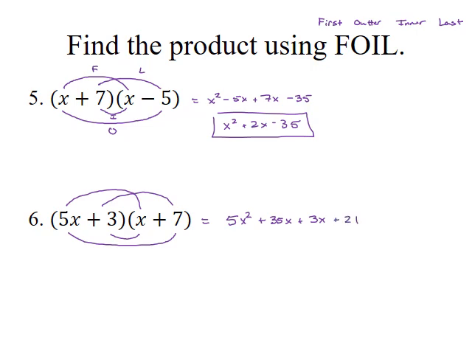Once again, you can combine the 2 x terms that you have, and you should get a final answer of 5x squared plus 38x plus 21. And that is your final answer there. So that's just an example of using the FOIL technique. I know some of y'all have seen it before, but if you've never seen it, there's an example. Remember, it only works, though, if both polynomials only have 2 terms in them.